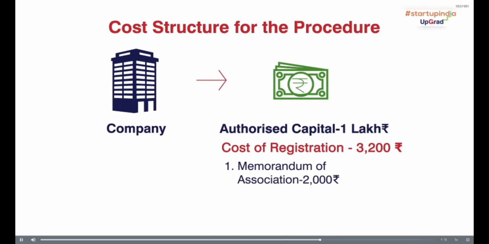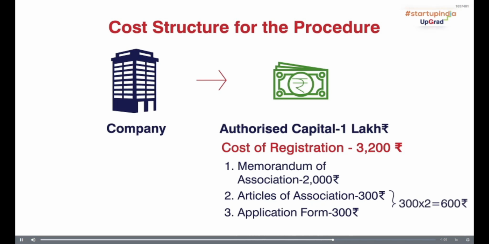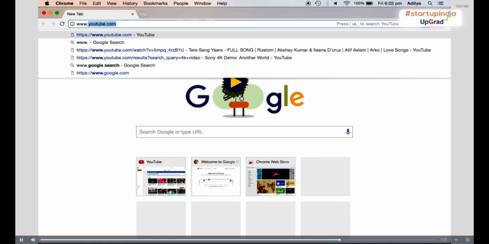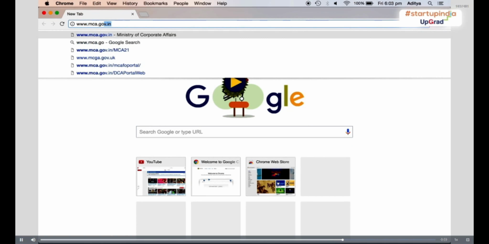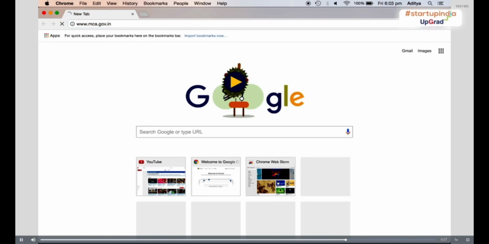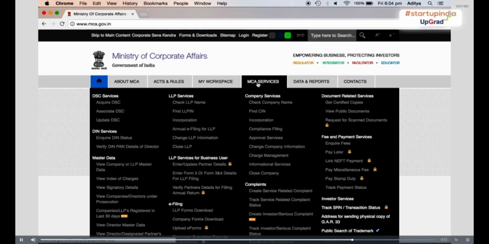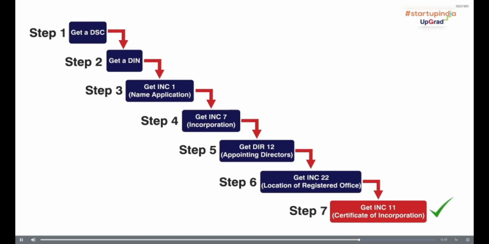For the Memorandum of Association, the fees is 2,000 rupees. For registering the articles, the fees is 300 rupees. And for each form filing, that is 300 rupees. In addition to this, you will have to remember to pay stamp duty. You can pay this by going to www.mca.gov.in under the tab MCA Services. And after all this, Rahul, you will be incorporated and you will have your certificate.